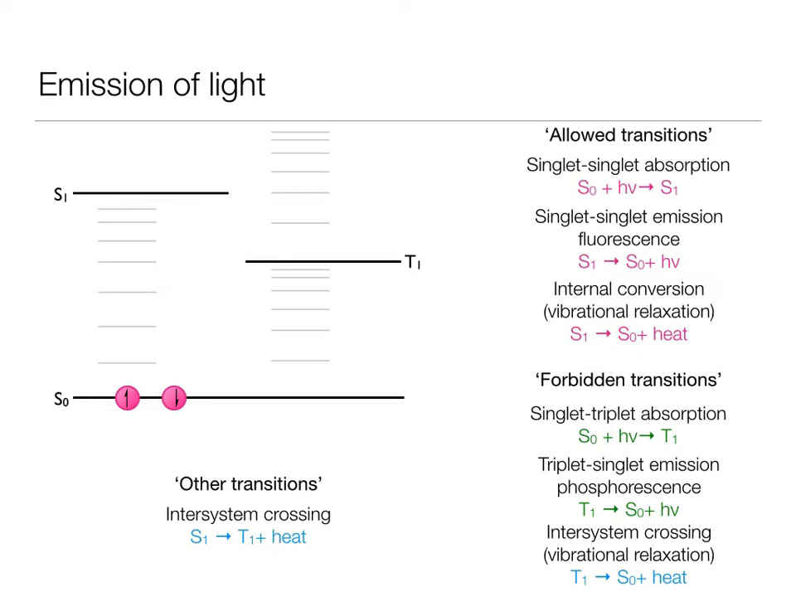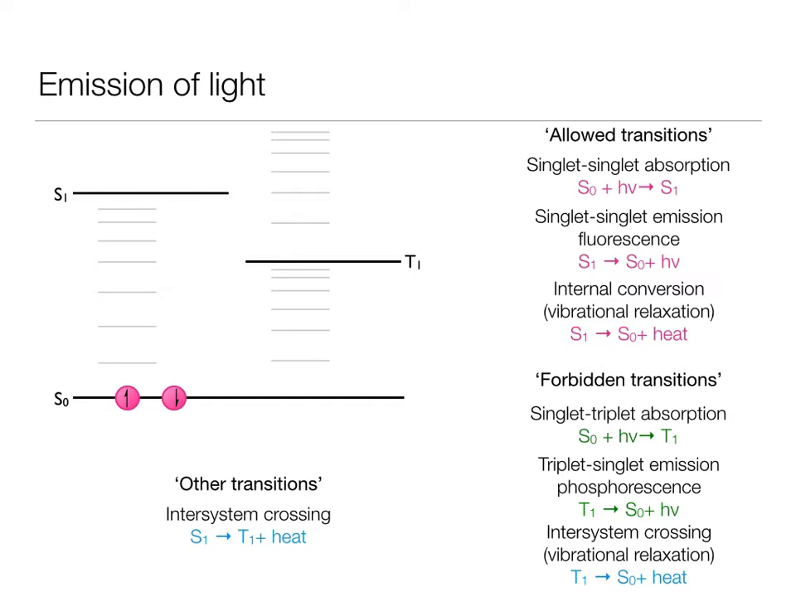I've then got my forbidden transitions, where I have a singlet-triplet absorption, which is forbidden but still can occur, but it will occur at very, very low intensity, very low extinction coefficient. Then I have my emission from my triplet state to my ground state singlet, which we call phosphorescence. And I have intersystem crossing, which is just my internal conversion, my vibrational relaxation from my triplet state.